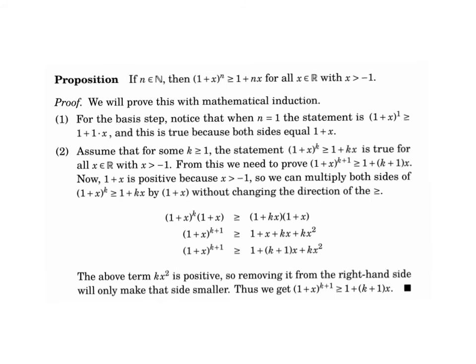Let's go through one more proof together here. So here we have, if n is a natural number, then 1 plus x to the n is greater than or equal to 1 plus nx for all x in R, with x greater than negative 1. So here, right, I have two different things going on. I've got this n, which is a natural number, and I've got this x, which is a real number. I can't use induction to prove things for the set of all real numbers. I can only use induction to prove things for the set of all natural numbers.